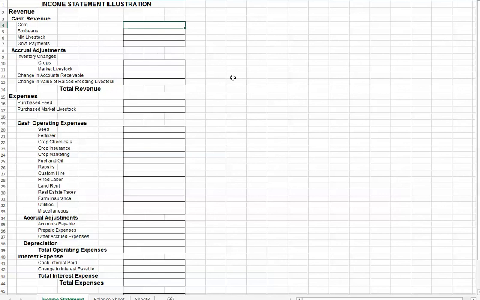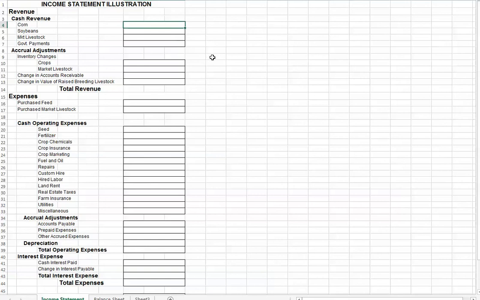Now, because we are teaching a record-keeping system based on accrual accounting, the revenue section is broken into two major categories: cash revenue, in other words, items you actually sold on the farm, and accrual adjustments, which means changes in the value of things that you have on hand at the end of the year.